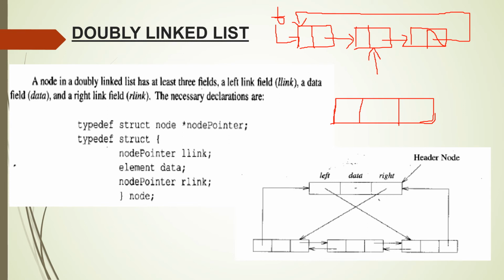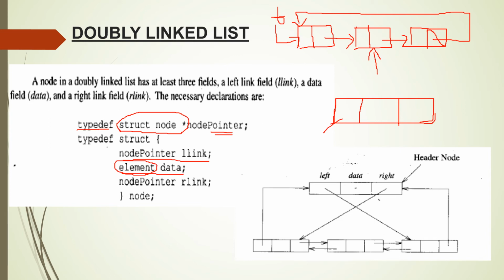Now we'll see the definition of a double linked list, how to represent the double linked list inside a memory. This is the structure definition. Here we are using the typedef keyword, and the struct node star is renamed as node pointer. Then the node pointer left link field, and element data. The structure definition of an element you have already seen in the beginning of this module.